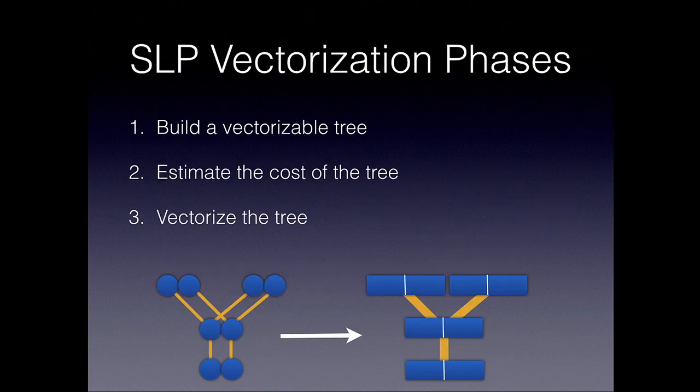So let's look at the entire process. First, we build a vectorizable tree. Then we estimate the cost of the tree. It may not be beneficial to vectorize it. We may not have the right SIMD instruction. But once we figure out that vectorization of the tree is beneficial, then we just simply take the group of scalars and turn them into a single vector instruction. And that's SLP vectorization.